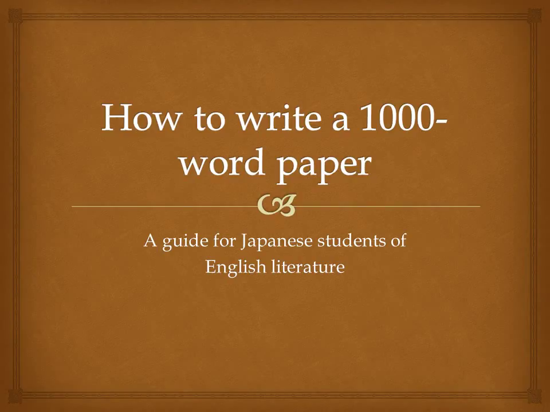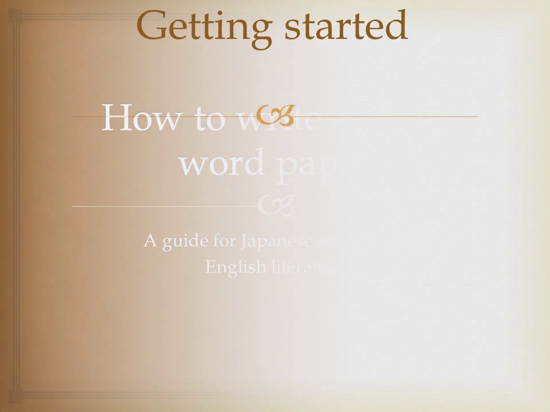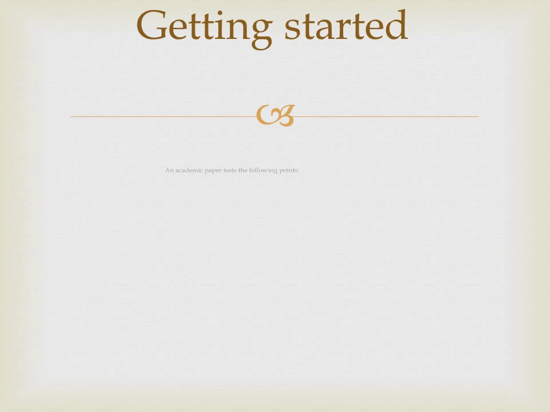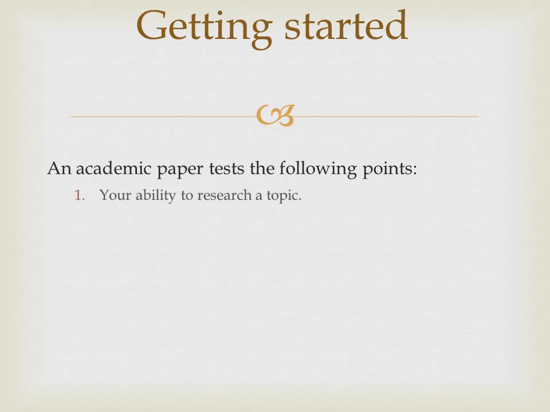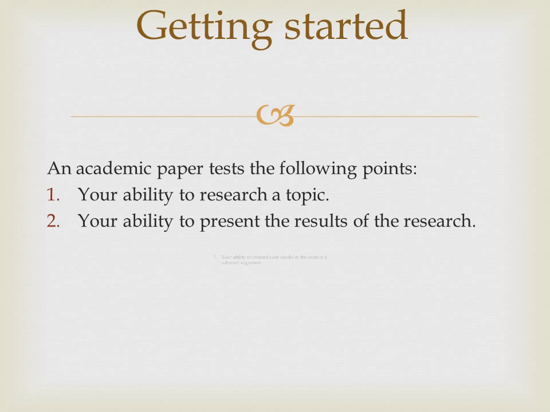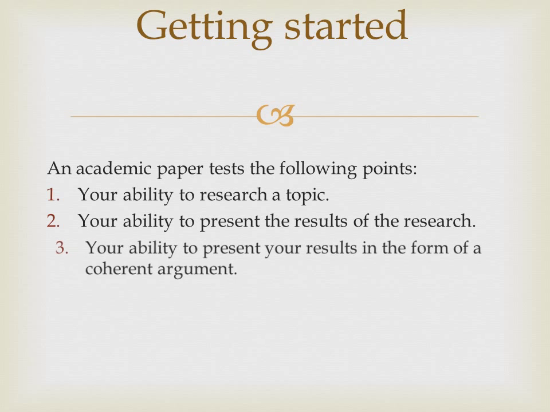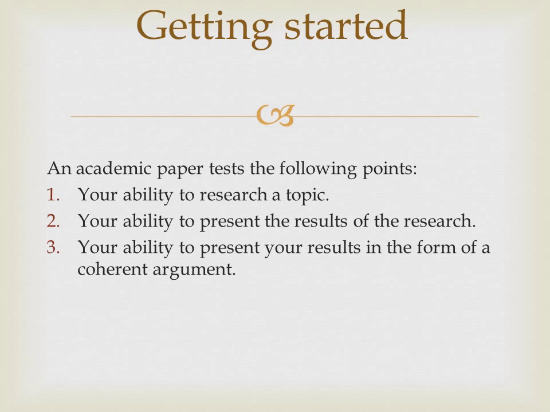Okay, this is a guide to the basic 1,000 word academic paper. There are three things really that we are looking for in an academic paper. You need to show that you are able to research the topic and that you're able to present the results of the research, and that you can present those results in the form of a coherent argument. Let's take each one of those in turn.